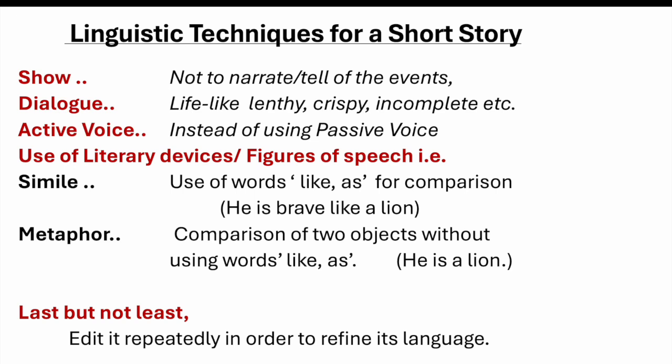Simile. It means the use of words like or as for comparison between two different objects. Suppose he is brave like a lion. Metaphor. Here we have the comparison of two objects without using words like or as. He is a lion. So when there is a comparison with the help of words like or as, it is simile. And when the comparison is without using such words, it is metaphor.